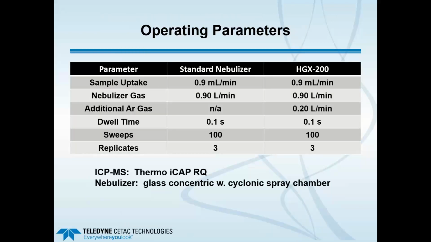So operating parameters. On this slide, I didn't include things such as the coolant gas and the auxiliary gas. Those actually stayed the same. I will point out again the nebulizer gas and the additional argon gas. We used about 0.9 liter per minute, same as the nebulizer gas, through the gas liquid separator where the frosted glass post is, and then the additional argon gas above the membrane filter at about 0.2 liter per minute. So that was really the only change versus the standard nebulizer conditions.